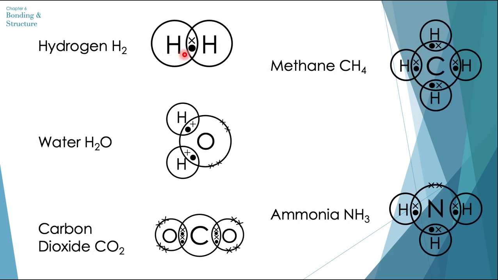First we have hydrogen. In this, there is only a single covalent bond, as you can see, because both the hydrogen atoms share only one of their electrons, and so they're sharing only one pair of electrons. So that is why it's a single covalent bond.